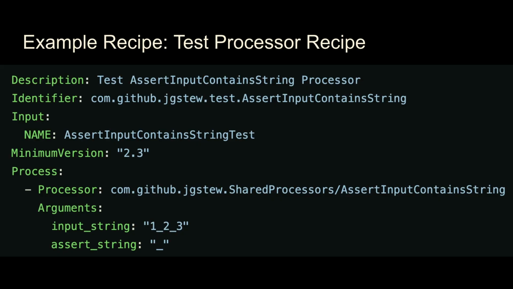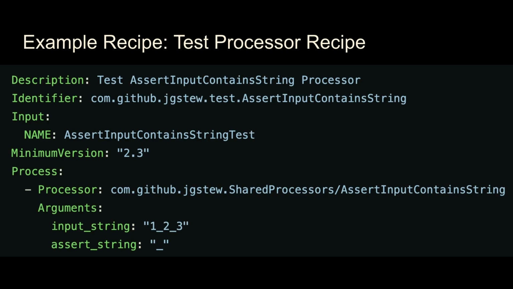So this is an example recipe. This is the simplest possible recipe. It just runs this processor called assert input contains string. It has an input string of 1_2_3, and it asserts that underscore is found within that string. You run it, and it will say, yay, it's found. And if I change the assert string to a period or something like that, it would error out, and it would say, hey, that's not found. So this is the simplest possible recipe that does do something.